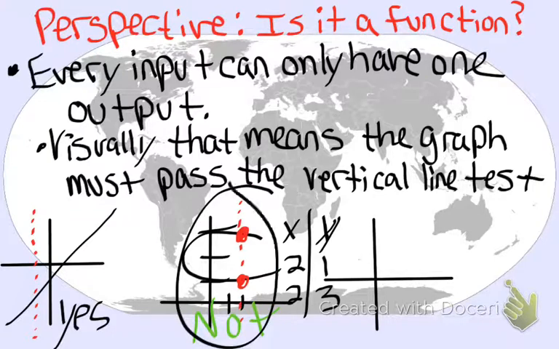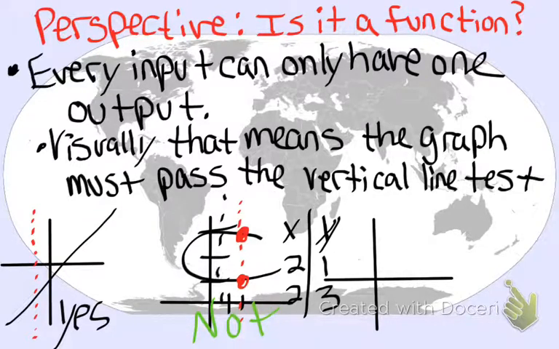If visually in a graph, you imagine a vertical line, and it hits more than once, not a function. And honestly, I had a third example but it's not really going to be necessary. I kind of covered it visually. That's all you need to know about whether it is a function, yes or no.